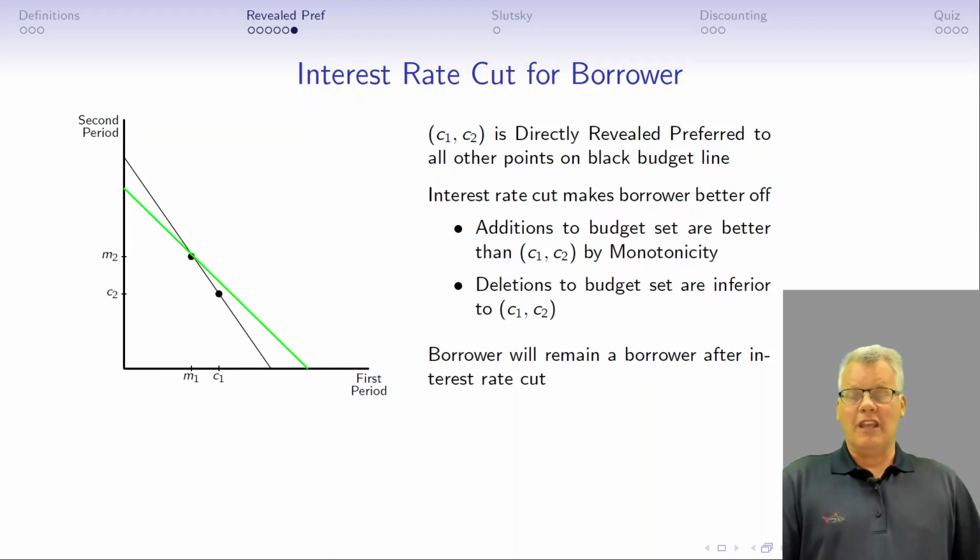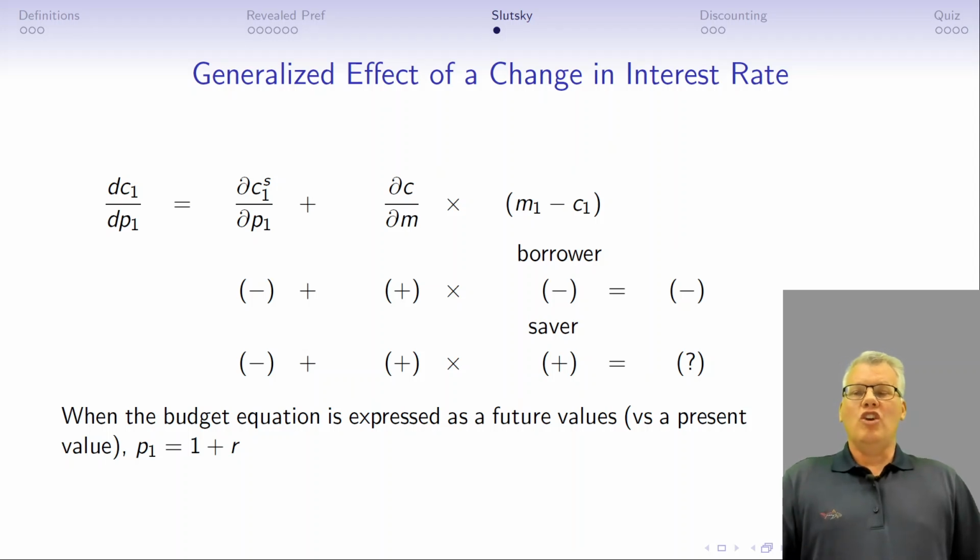Because if they were to become a saver, that would move to a point that's interior to the original budget set, and those would be worse than the original consumption point C1, C2. And that would violate WARP, so that's not going to happen. We can use the Slutsky equation to make further statements about the consumer's behavior.